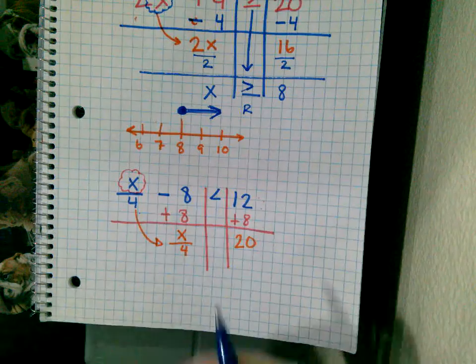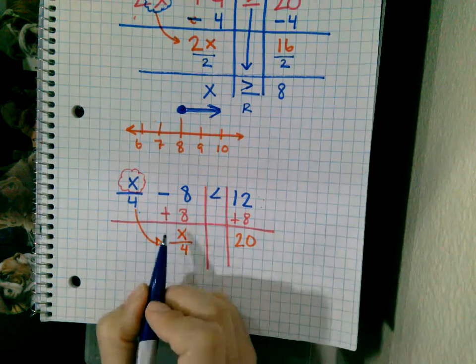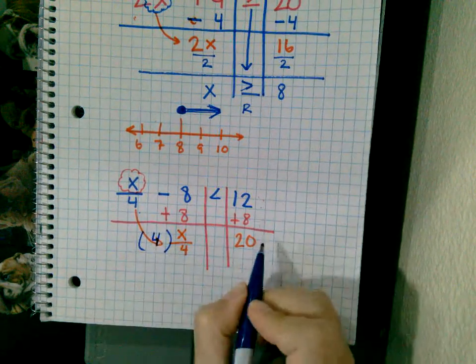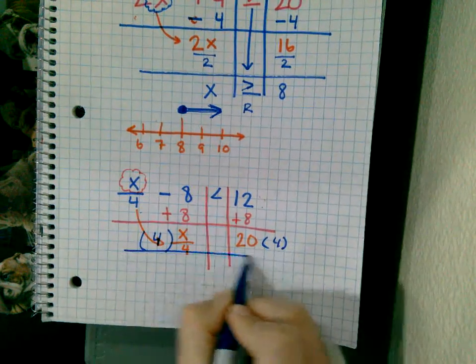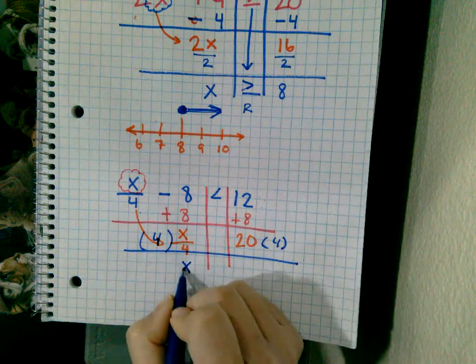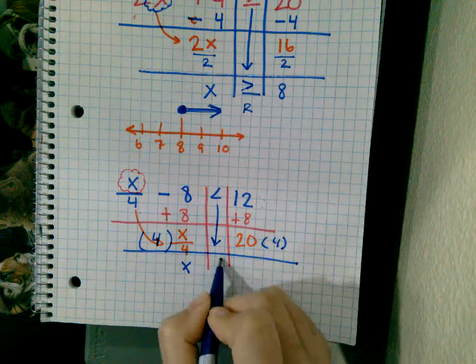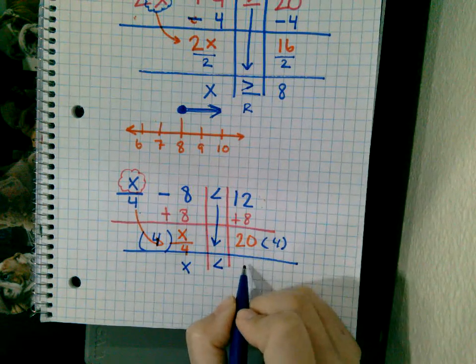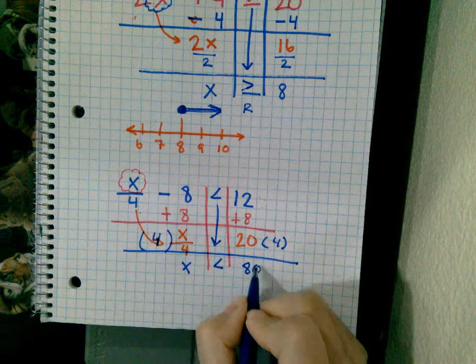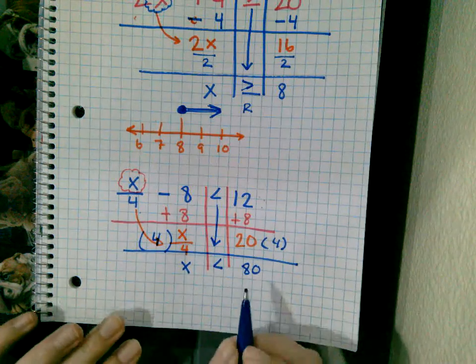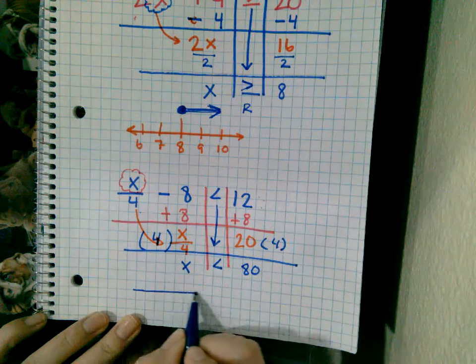Now what we're left with here is we're gonna multiply by 4. Multiply by 4. x, bring this down, is less than 20 times 4. It's 80. Okay, so our answer of 80, we're gonna draw a number line.